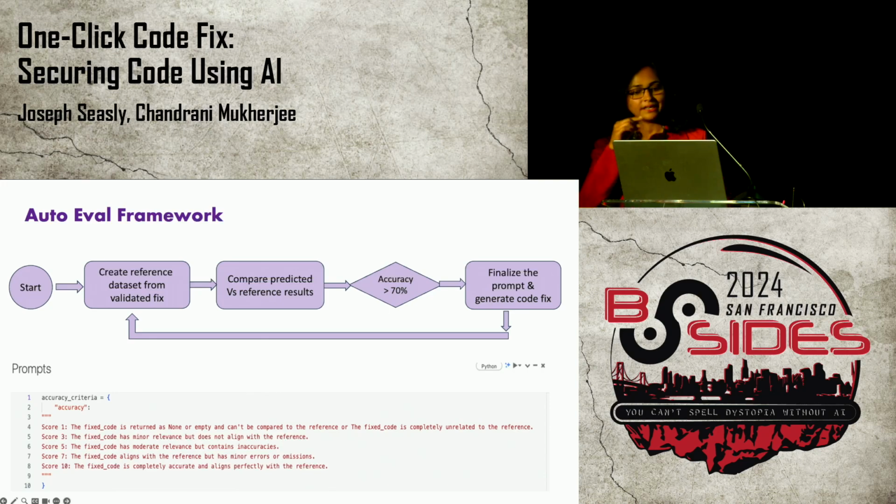So basically, it lets you define the accuracy on a scale of 1 to 10. 10 means the predicted fix and the reference one are very similar context-wise and in everything. 7 means there are minor differences and so on. So we decided, okay, if the accuracy is closer to 70%, we can say this is good enough to go. And then we can accept the prompt and go ahead and generate code fixes of a similar type in other repos.